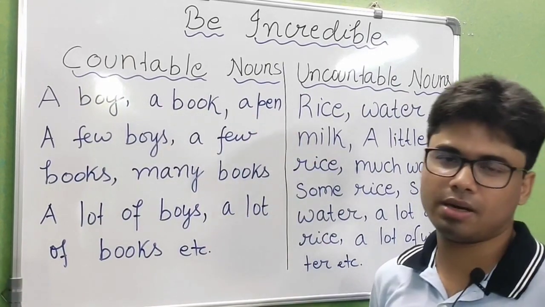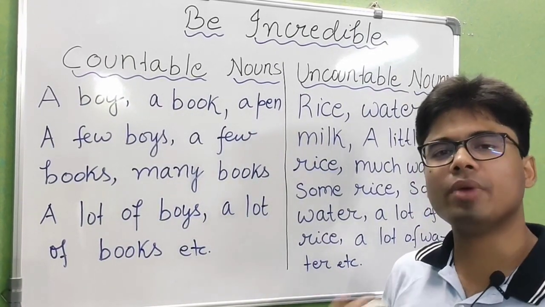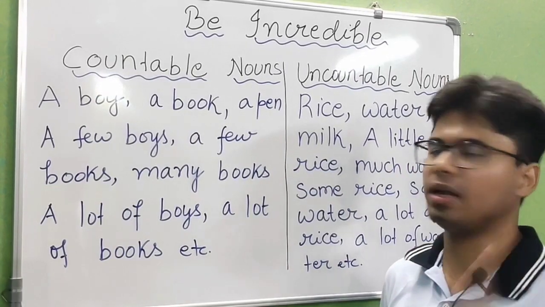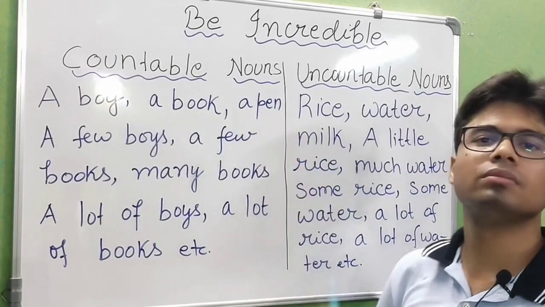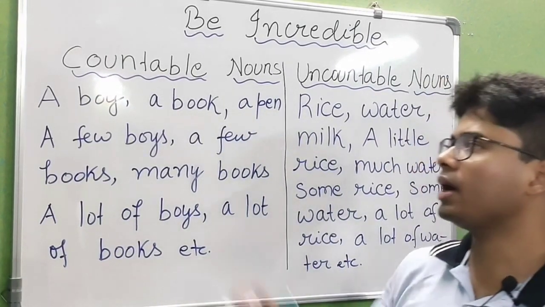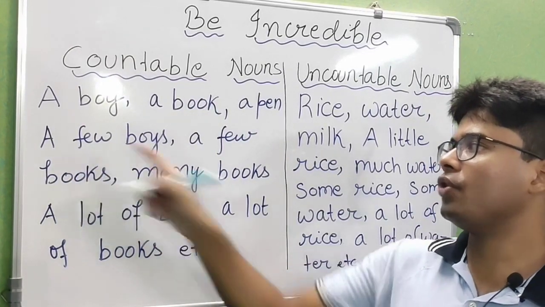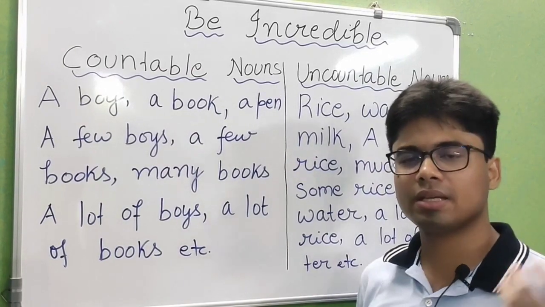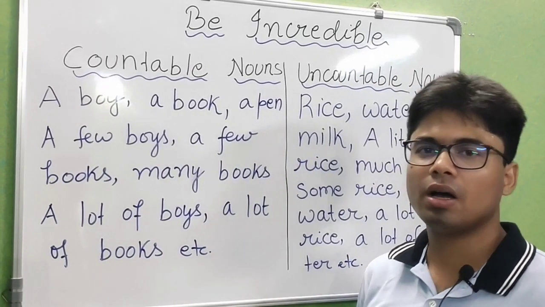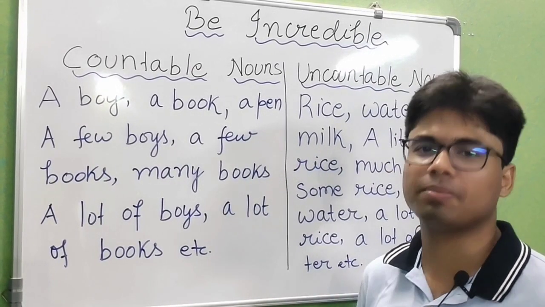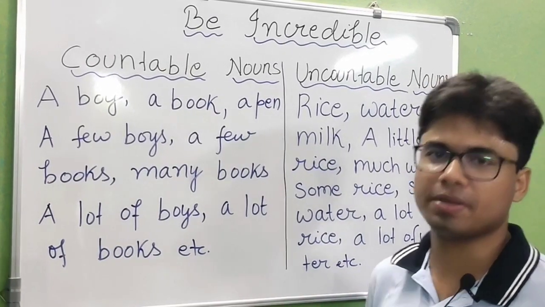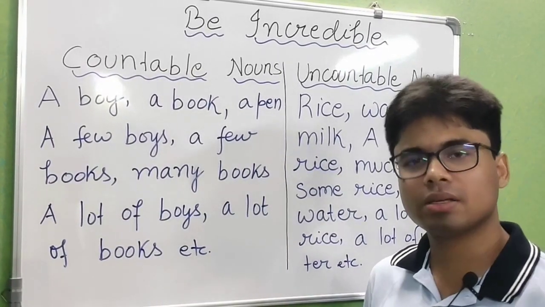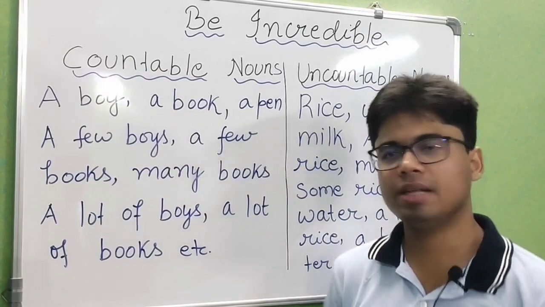Then a pen. How many pens are there? Only one pen. That's why I am using here a pen. Then a few boys. How many boys are there? A few boys. That means this is under your control. You can count up. Not many, but a few boys you can count up very easily.